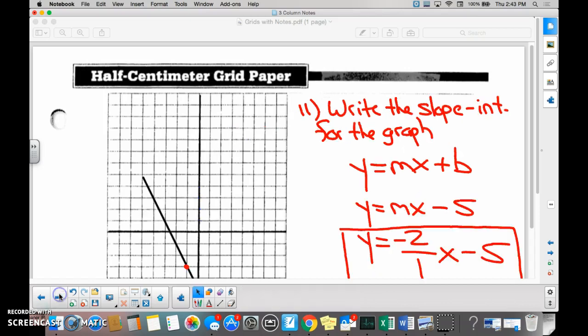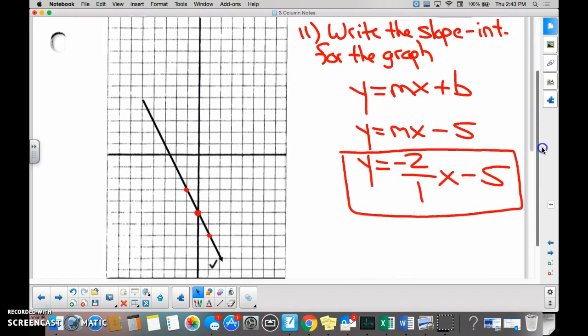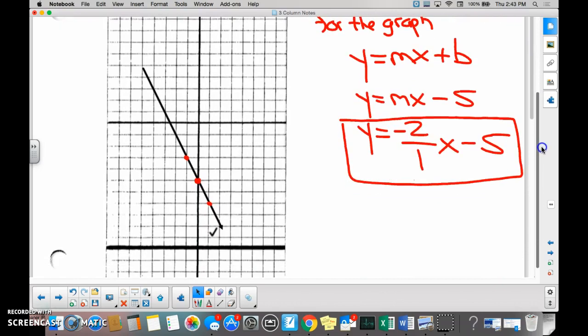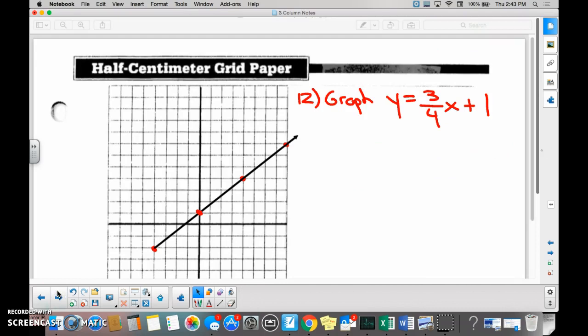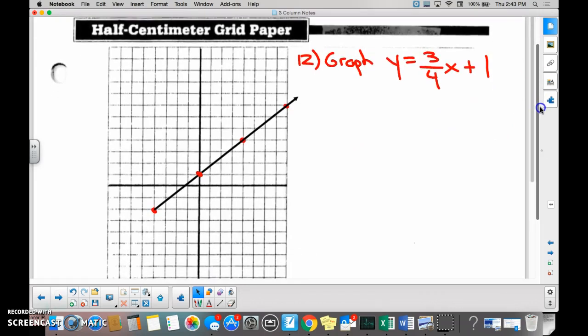We have another graph here, I'm going to skip over it. Okay, this graph actually was a little bit lower, below the x-axis. Same thing though, find the y-intercept, find the slope. Then we switched gears. Now I gave you the slope and the y-intercept and you graphed it.